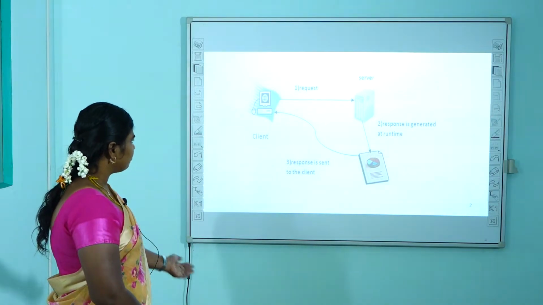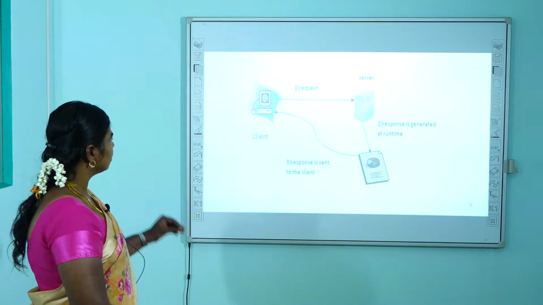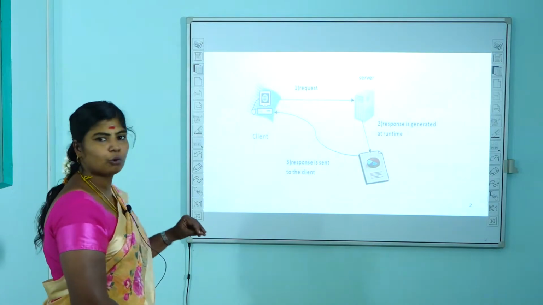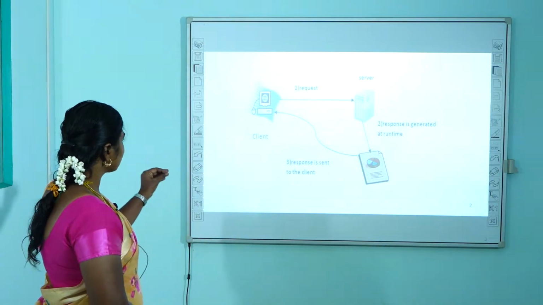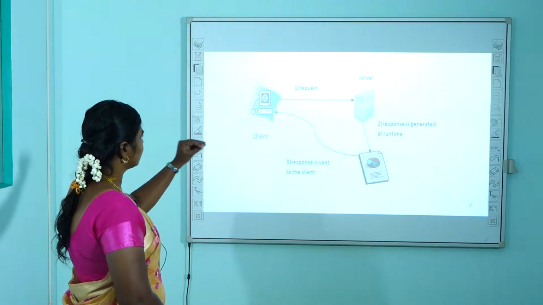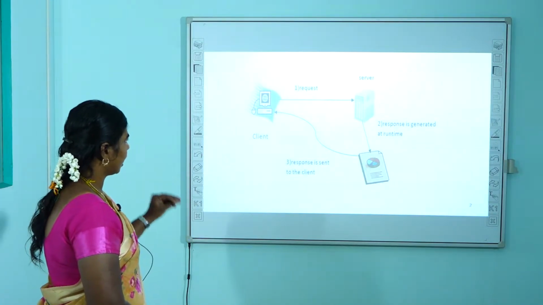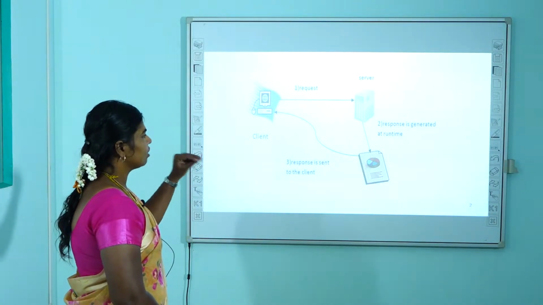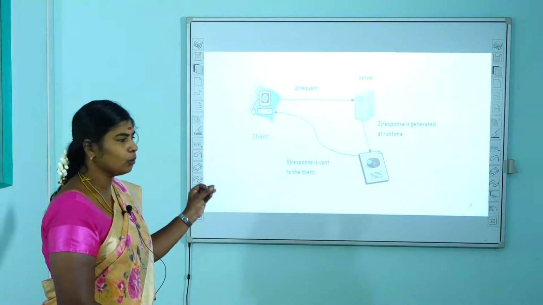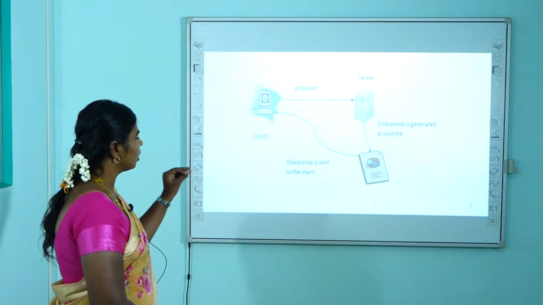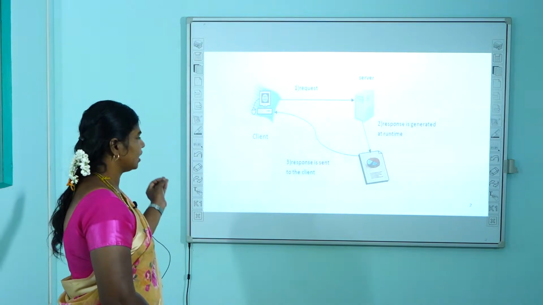This is a diagram to illustrate how the client and server are connected over the network. When the client makes a request to the server by an HTTP request, the server can generate the response during runtime, and then the server will send the response back to the client through the browser.